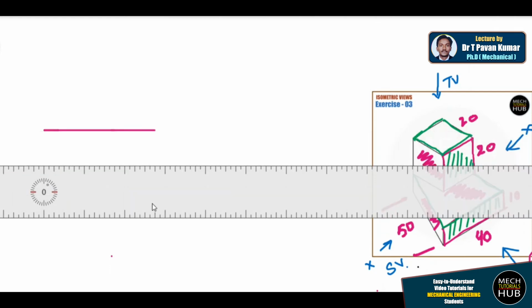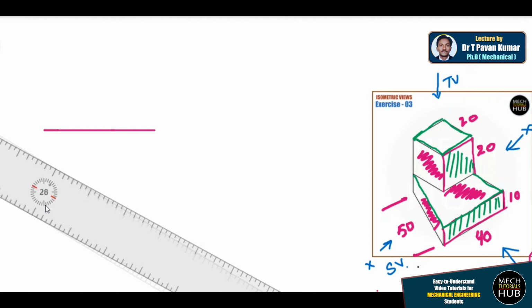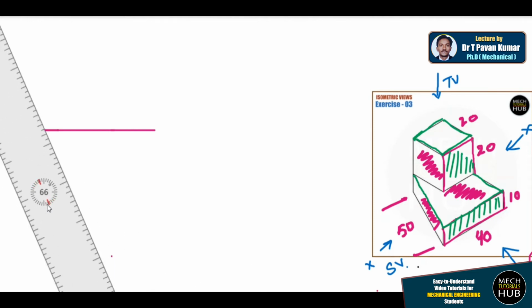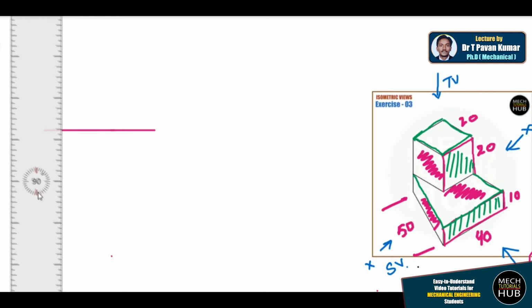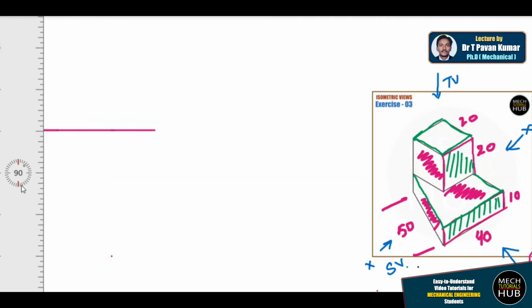Now from here, I'll consider a 2H pencil. After getting the baseline, I'll consider a 2H pencil and construct the rest of the sketch. At a later stage, I'll darken the portion which is actually required. Now from here, the height is 10 mm.